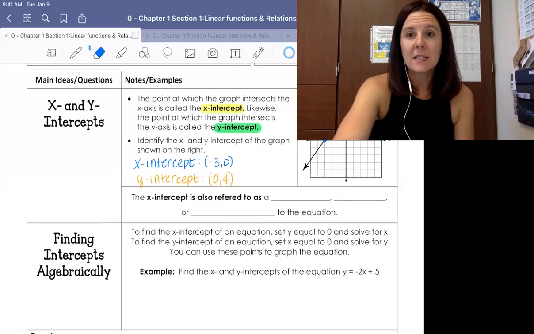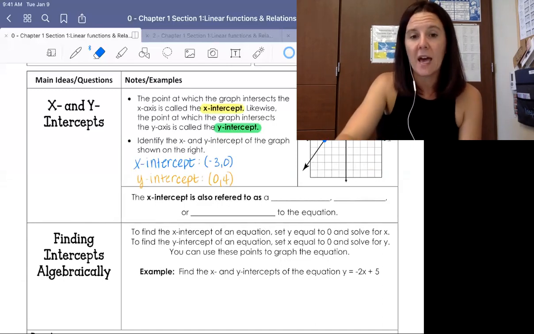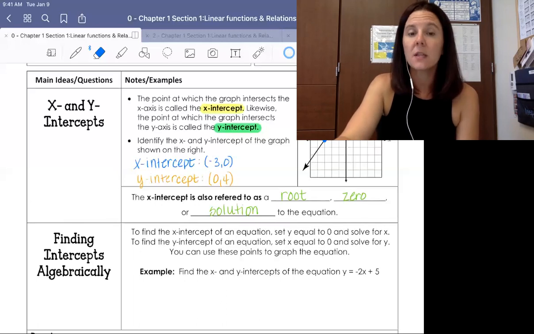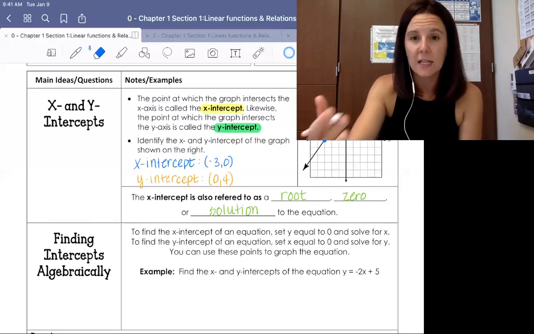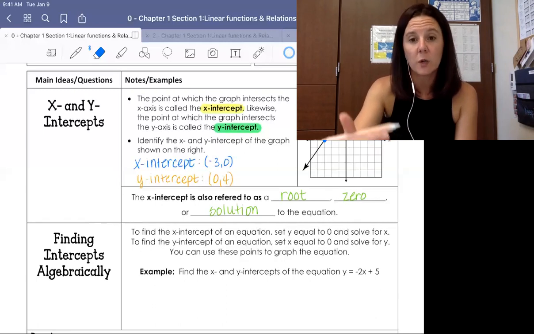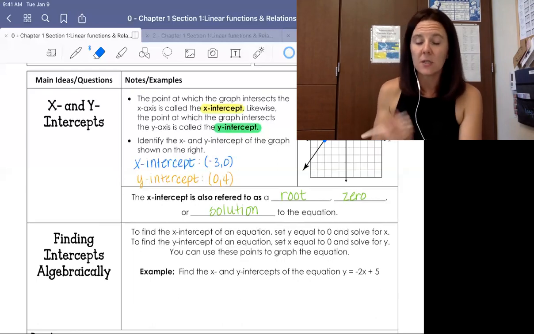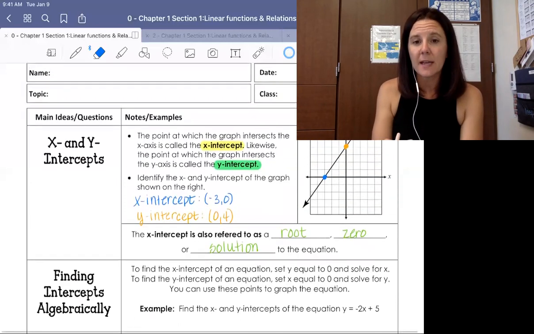Okay, x-intercepts also have some other names. They are sometimes referred to as a root of the equation, or a root of the quadratic, or whatever the case may be if it's a quadratic equation, a zero, or a solution to the equation. So if you hear the words root, zero, and solution when we're talking about equations, those are referring to x-intercepts.